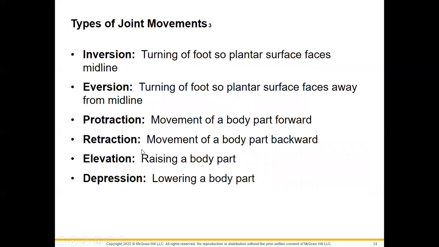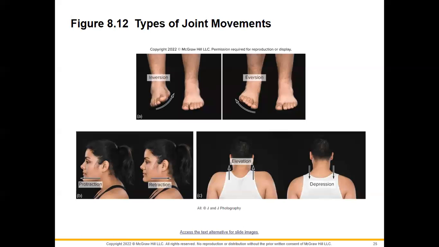Protraction and retraction is when the body part moves forward. Protraction is when the body part moves forward. Retraction is when the body part moves backward. Specifically, we're talking about the head in this particular example. So when your chin juts forward, that is protraction. When your chin goes back to normal, that is retraction.